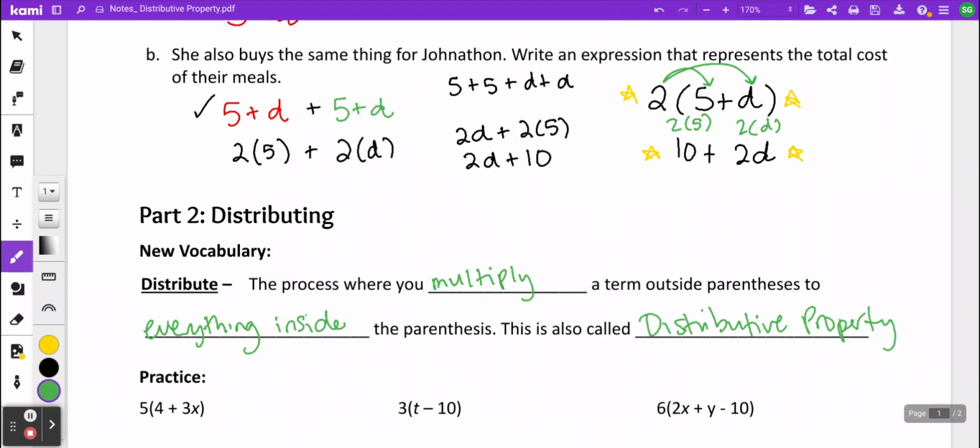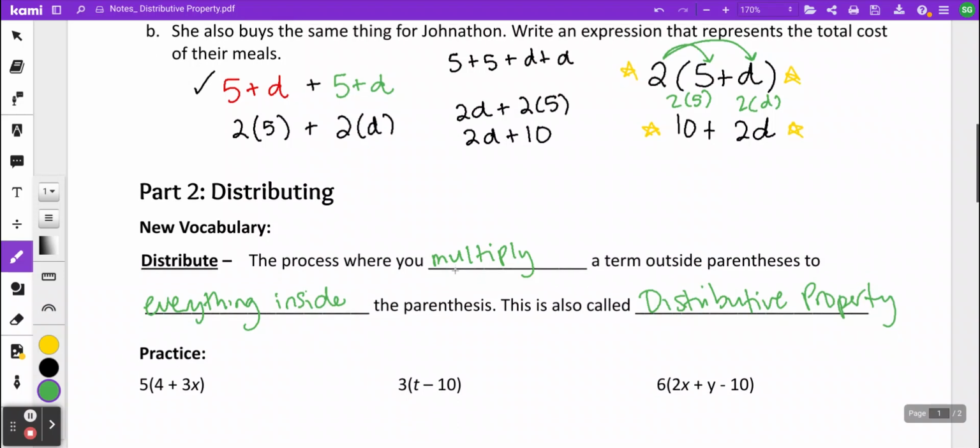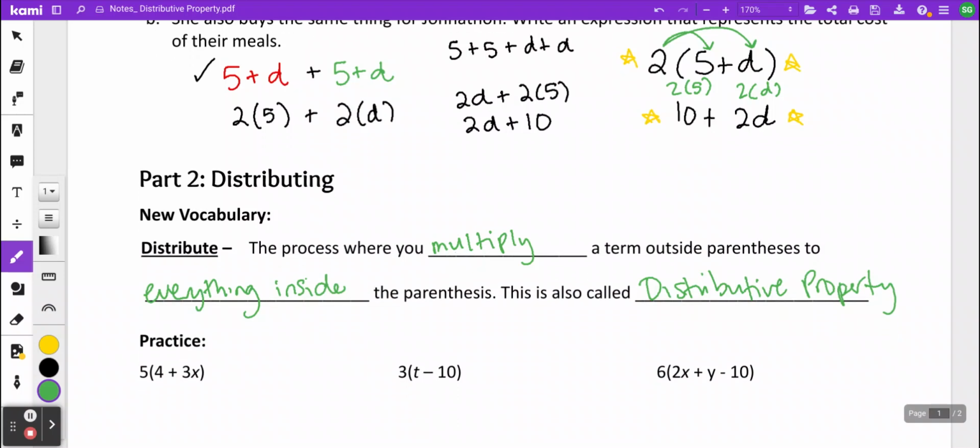So using what we've said here, our definition of distribute, and this one example we did with Jonathan and Brianna's meal, there are 3 practice problems here at the bottom. Go ahead, pause this video. You know you want to try this out and see if you can do it before I put up the answer. So pause this video and try those 3 problems at the bottom to see how you're doing.